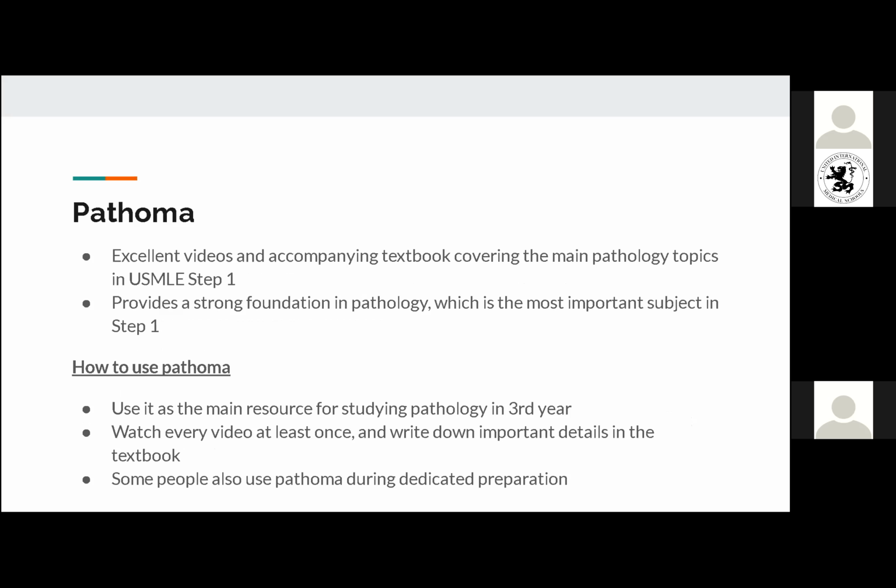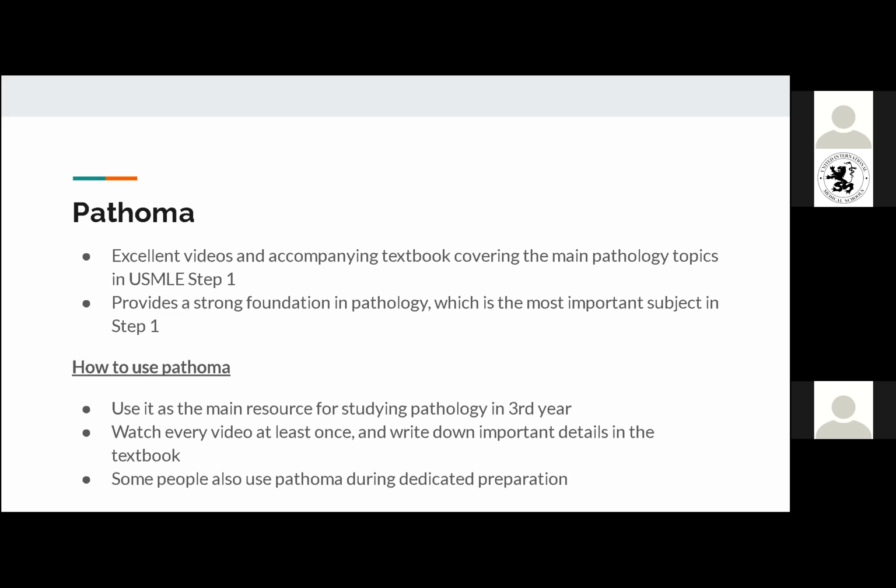Okay, so Pathoma, again, is an excellent set of videos and an excellent textbook that covers the main pathology topics in USMLE Step 1. One of the most important things for success in USMLE Step 1 is to have a strong foundation in pathology, because pathology is the most important subject in Step 1. So how do you get a strong foundation in pathology? It's by watching Pathoma. The way that you use it is as a main resource for studying pathology in 3rd year, which I think most people already do in our faculty at least.